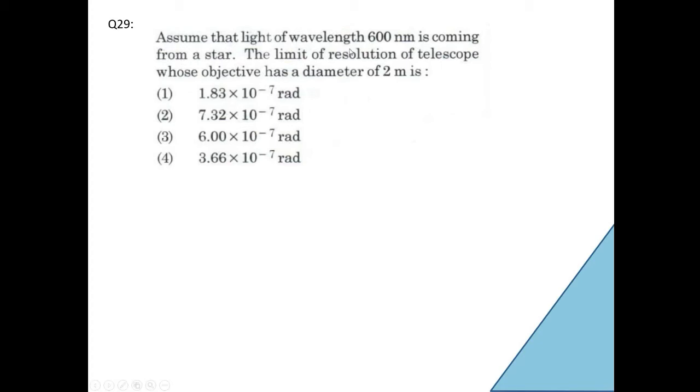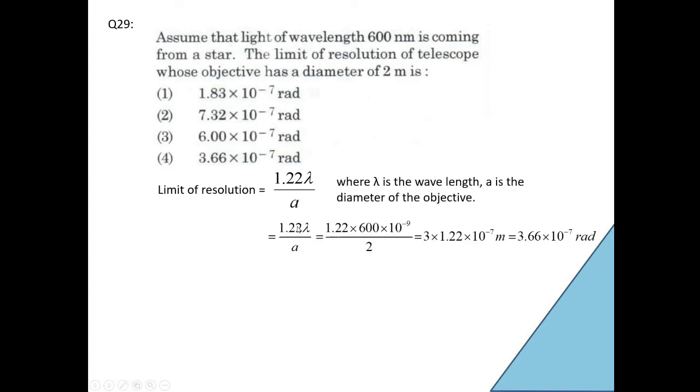Assume that light of wavelength 600 nanometer is coming from a star. The limit of resolution of a telescope whose objective has a diameter of 2 meter is? Four options are given. For the limit of resolution, the formula is 1.22 lambda by A. Lambda is the wavelength used, A is the diameter of the objective. Simply plug in the values.